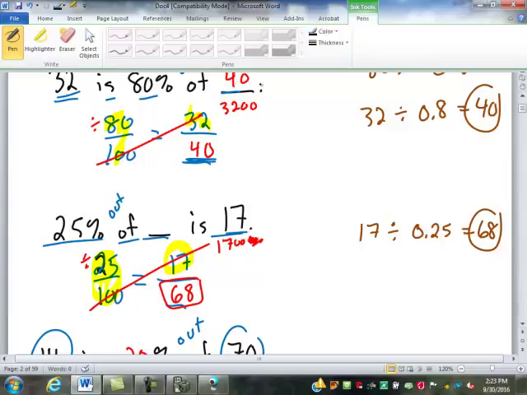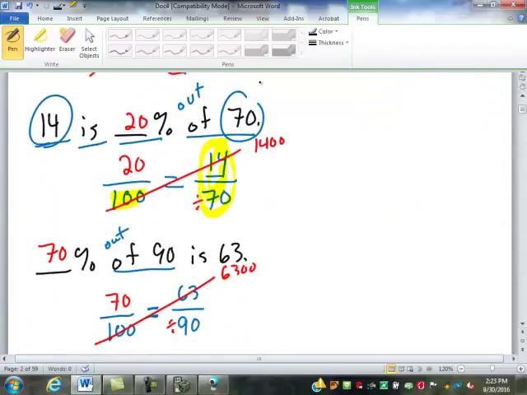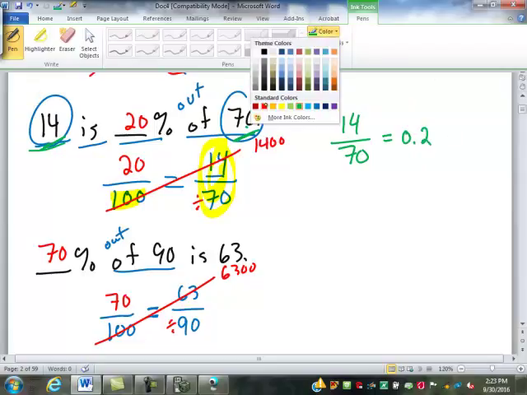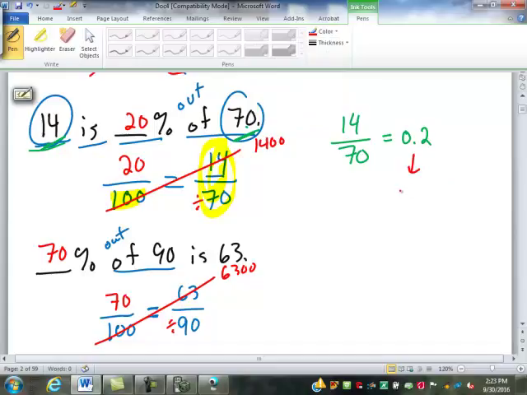And then there's even a third type. This one down here, I don't have the percent, so I have nothing to convert to a decimal. I have the two numbers, the 14 and the 70. So I have to look at those and decide which one is the piece that we're concentrating on and which one represents the whole amount. Well, in this case, the 70 is the whole amount, and the 14 is the piece we're concentrating on. So we divide. 14 divided by 70 is 0.2. And now we have to do our conversion to change that rate into a percent of 20%.